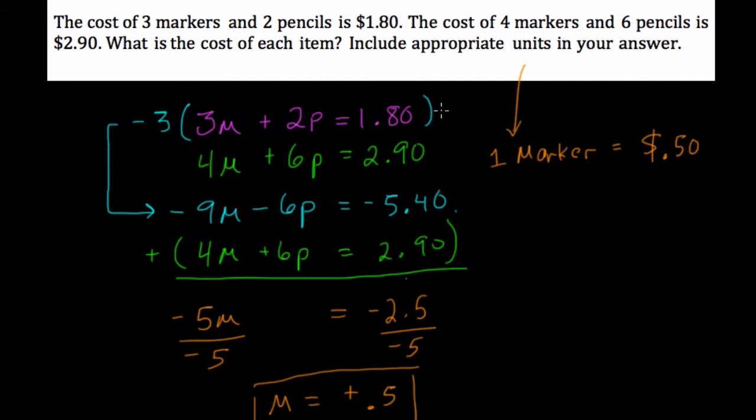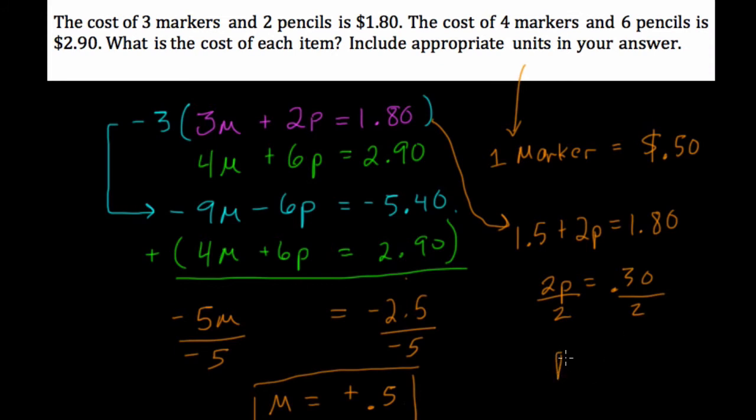And then we want to know what the cost of a pencil is. Well, we can use either original equation. I'll use the first up here. It tells us 3 markers, so that's 3 times 50 cents, or $1.50, plus 2 pencils cost $1.80. So if we subtract $1.50 from both sides, that means 2 pencils cost 30 cents. Divide both sides by 2. And then 1 pencil would cost 15 cents. So 1 pencil equals 0.15 of a dollar.